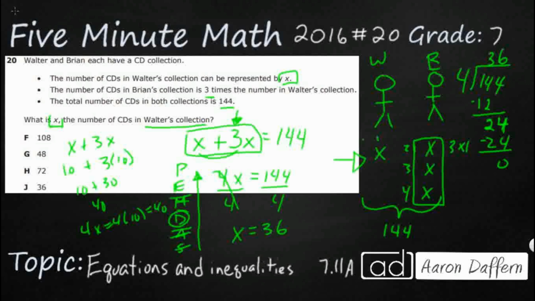And if we wanted to, we could put that X right there. We could put 3 X's right here, 36, 36, 36. Or we could just multiply that 36 times 3 to get what Brian has. But we're looking for X here, 36. That's J.